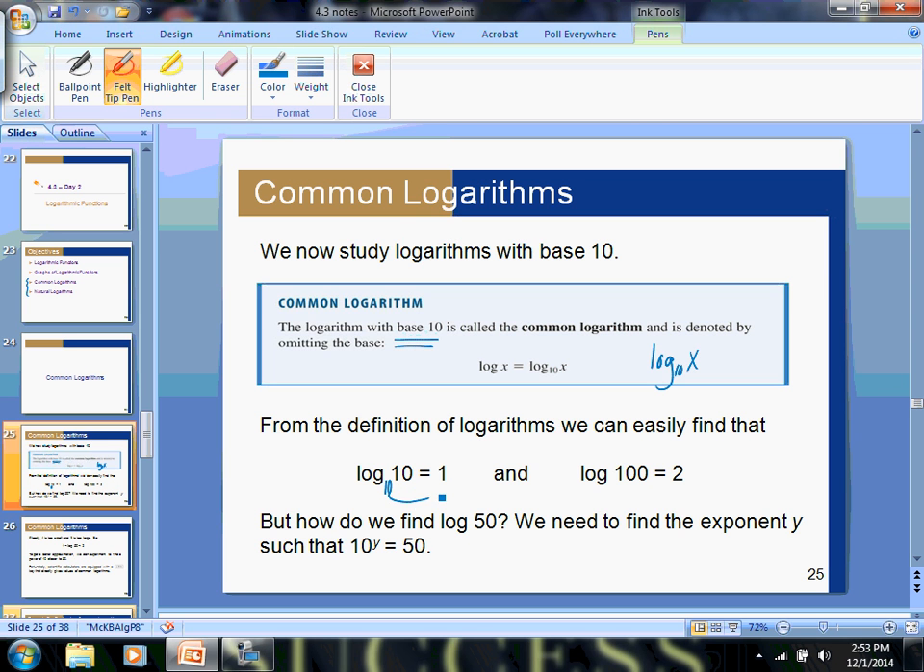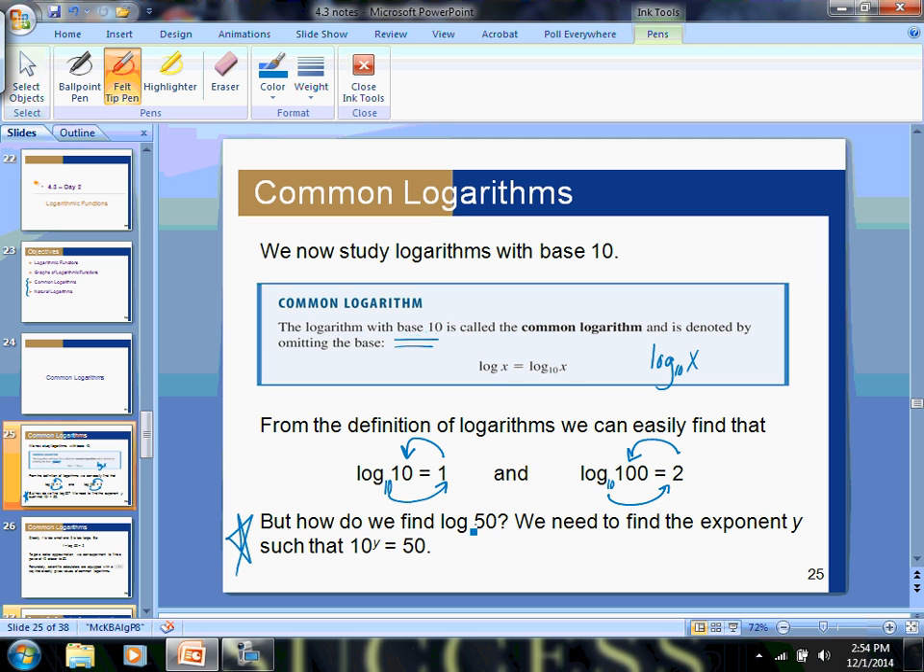So 10 to the first power would be 10. And here, log base 10 of 100, 10 to the second power is 100. So that circle method that we talked about in 4.3 day 1 still applies here. Now there's a question here at the bottom that says, how would we find log of 50?